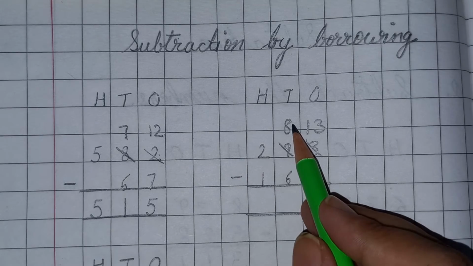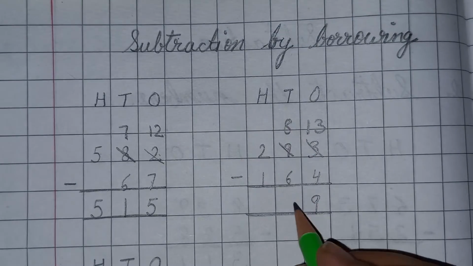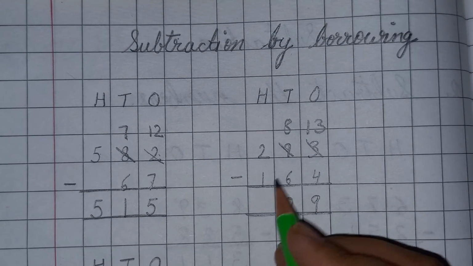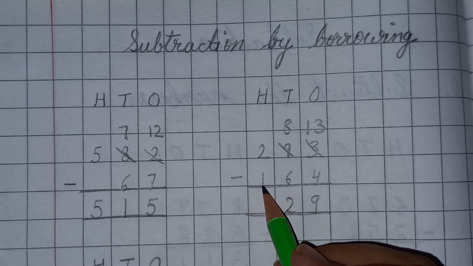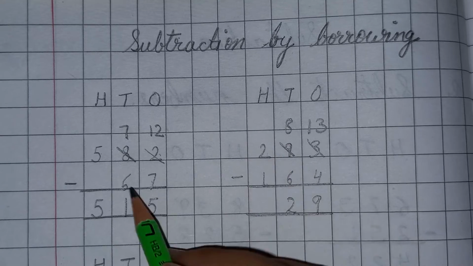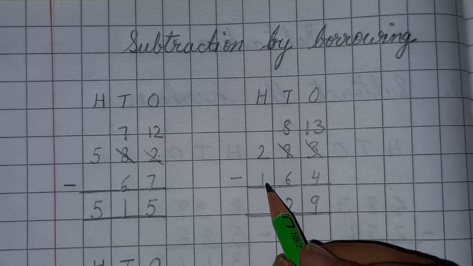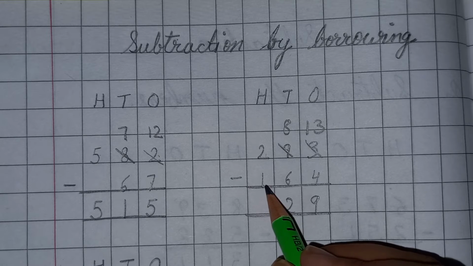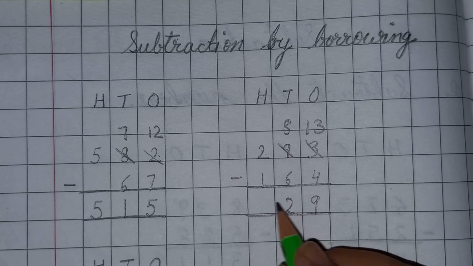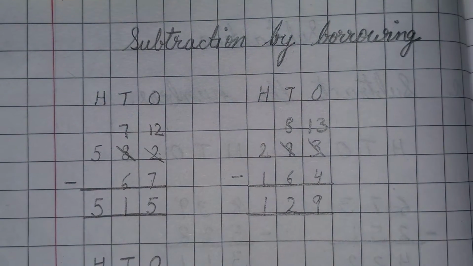And here we have to subtract 6 from 8. We will get 2. And here we are having one digit. So we have to subtract 1 from 2. Earlier we did not have any number, so we kept it like this only. But here we are having one number. So we will subtract 1 from 2 and we will get the answer 1.